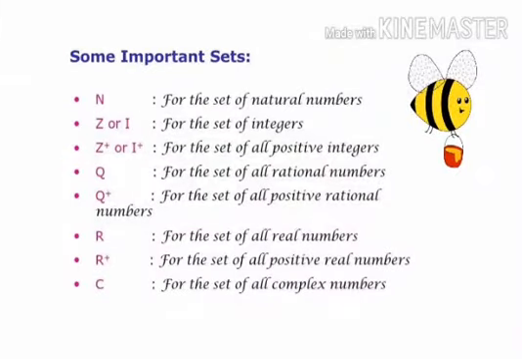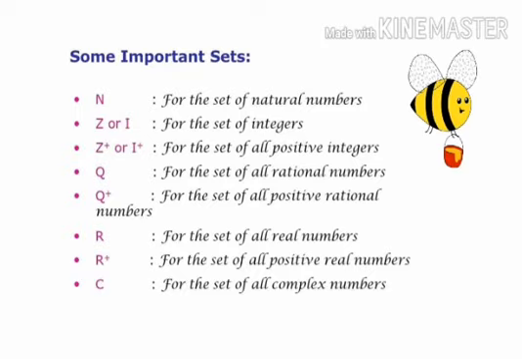Some important sets we have seen in our previous classes. For the set of natural numbers, the symbol is N. The set of integers is Z. The set of all positive integers, Z plus. The set of all rational numbers, Q. The set of all positive rational numbers, Q plus. The set of all real numbers, R. The set of all positive real numbers, R plus. The set of all complex numbers, C.